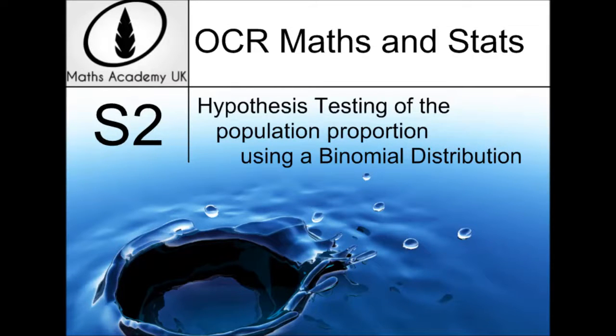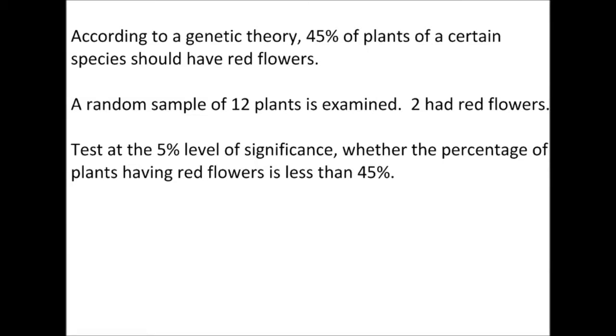Hypothesis testing of the population proportion using a binomial distribution. According to a genetic theory, 45% of plants of a certain species should have red flowers. A random sample of 12 is examined, and 2 have red flowers. We're going to test at the 5% level of significance whether the percentage of plants having red flowers is less than 45%.